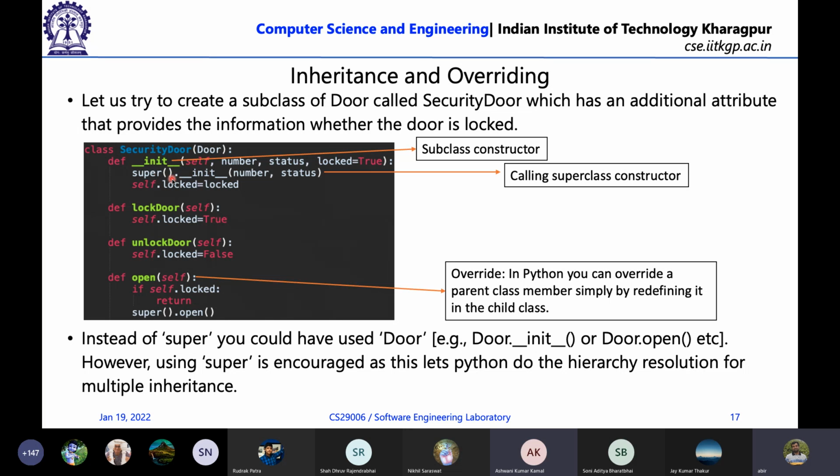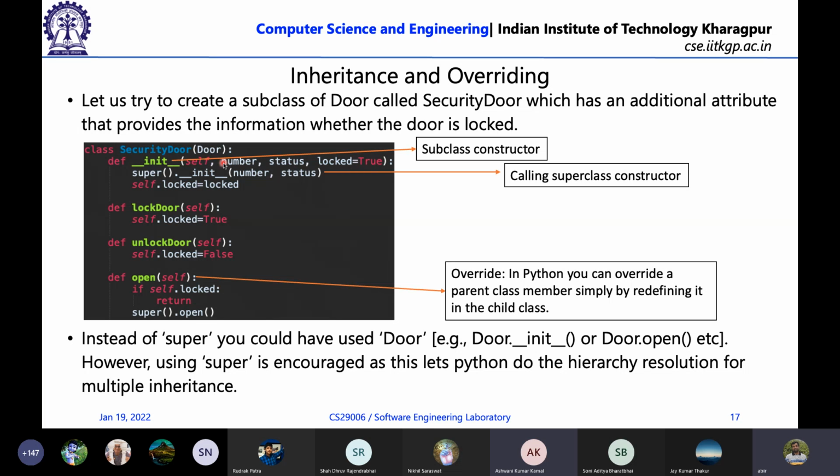So super dot init number status. So super dot, then its constructor you are referring to. Then only self dot locked is locked. So what is the idea here? That you are basically creating a subclass security door which has an additional attribute which is locked.